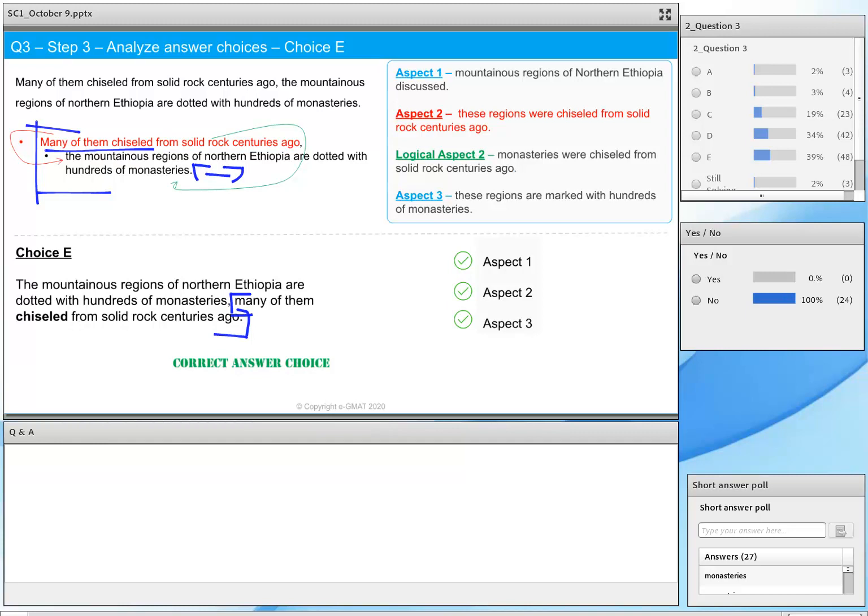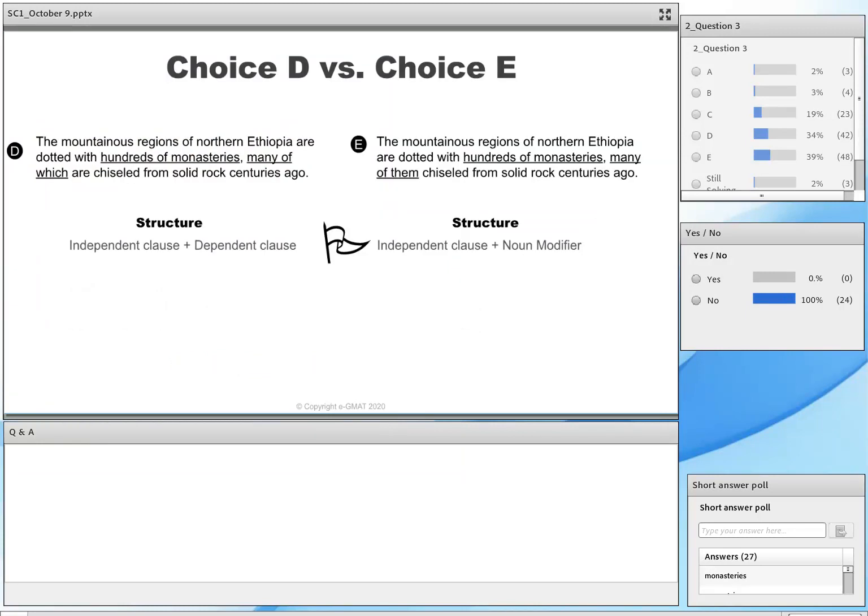Many of them chiseled from solid rock. We don't have any issue of verb here. Chiseled is a verb-ED modifier because monasteries are chiseled from solid rock. It's not that they did the action of chiseling something. So chiseled is a verb-ED modifier here. Okay. Now let's talk about what is going on with "many of which" and "many of them".